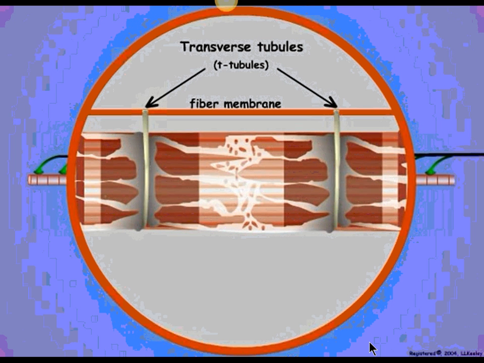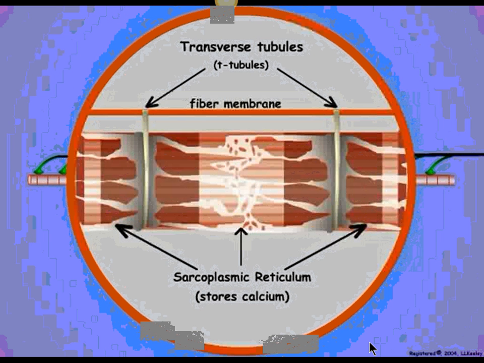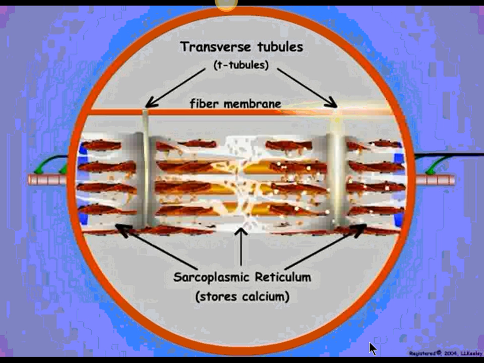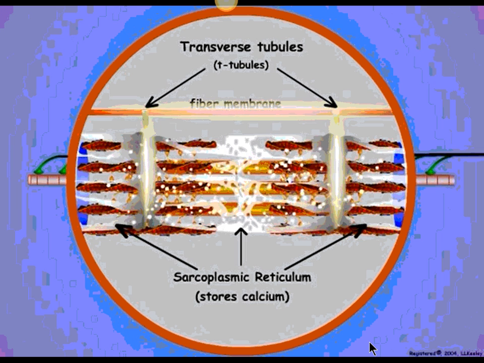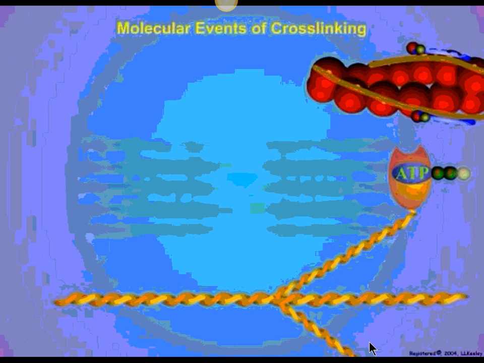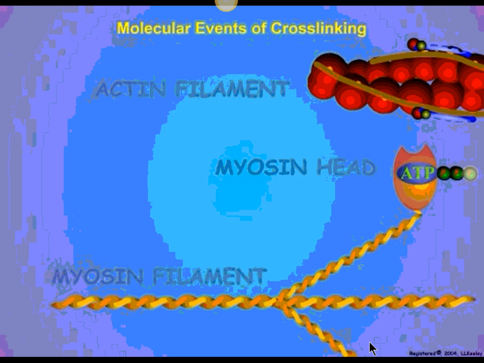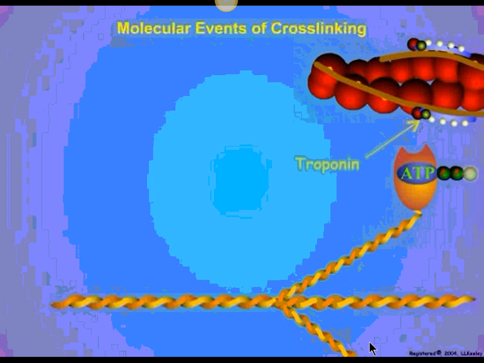The T-tubules essentially carry the electrical signal into the sarcoplasm and along the sarcoplasmic reticulum, a complex of membranous vesicles that serve to store calcium within the muscle. Depolarization of the T-tubule membrane activates calcium release channels of the sarcoplasmic reticulum to release stored calcium into the sarcoplasm. The released calcium then initiates the muscle contraction by binding to a protein called troponin.